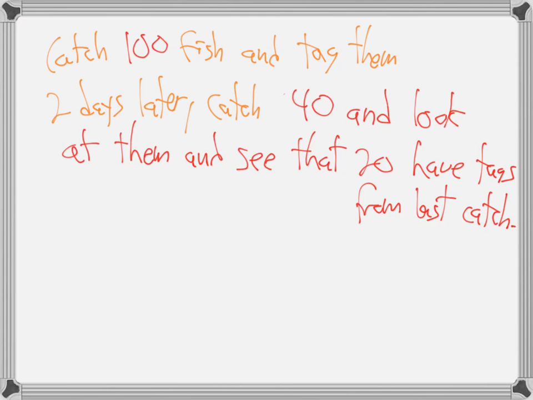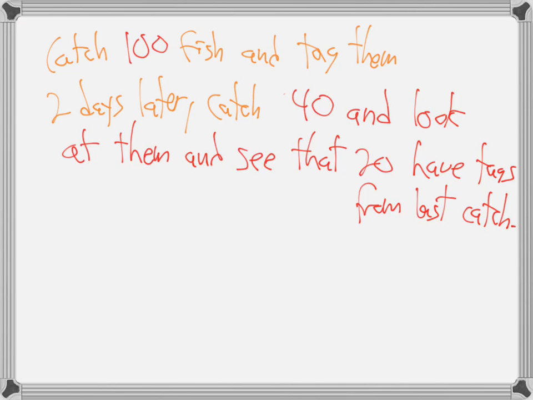We grab 40, we look at them. 20 are tagged fish. So in my little group of 40, 20 were tagged already. I just grabbed 40 at random, and half of them were tagged fish. Probably half of the whole lake out there is tagged fish. So if half of the whole lake is tagged fish, I know how many are tagged in the lake, because I did it 2 days ago: 100. There are 100 fish out there tagged. So if half of the whole lake is tagged fish, how many fish are probably in the lake? 200.